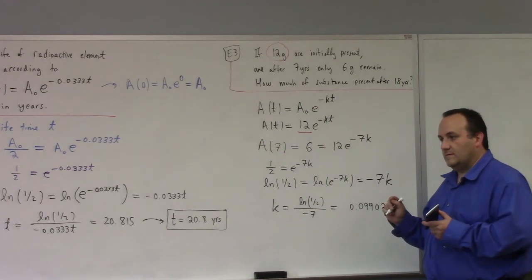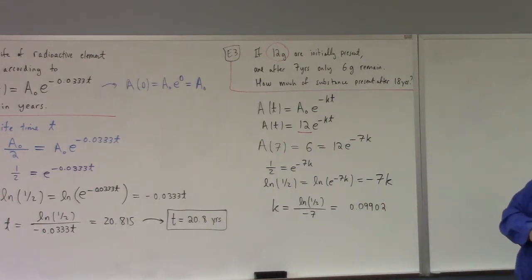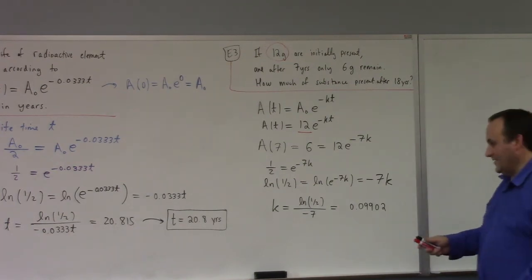No, I have a question. Go for it. Up there where they go A of 7 equals 6 equals 12 e to the negative 7k, where did the 12 go in the next one? Where did the 12 go in the exponent? Oh, I just divide both sides of the equation by 12. So 6 divided by 12, that's 1/2. Sorry, wasn't trying to be tricky. Okay, great. So now we know what k is.